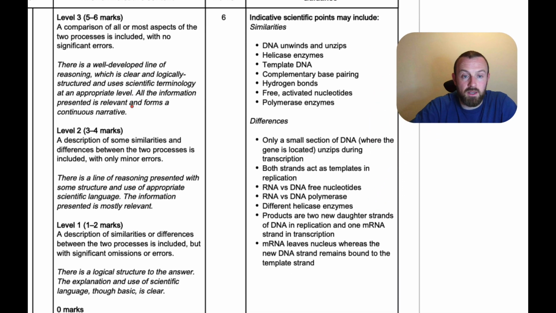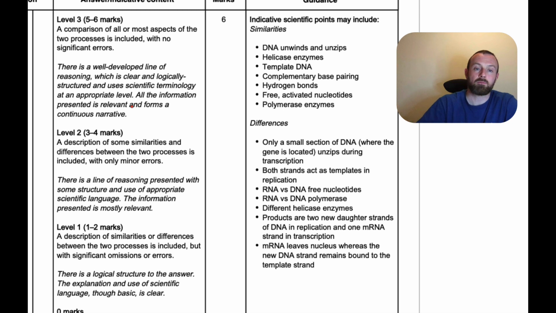And they're all here. Okay, so I'm just going to talk you through a little bit. I won't go through each individual similarity and difference, because I think we've done that enough, but there's the similarities, all these points here. And there's the differences, and it's all these points down here. Okay. In terms of the levels of response, 1 or 2 is a description of similarities or differences.